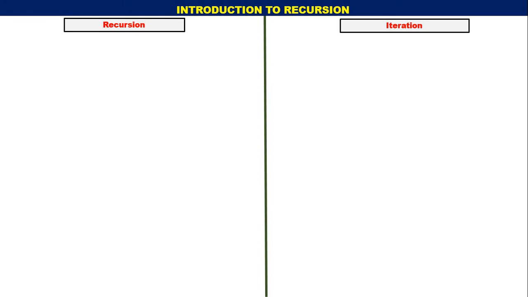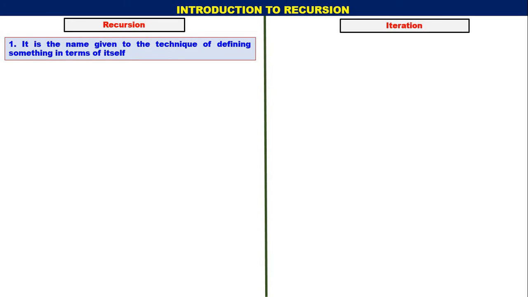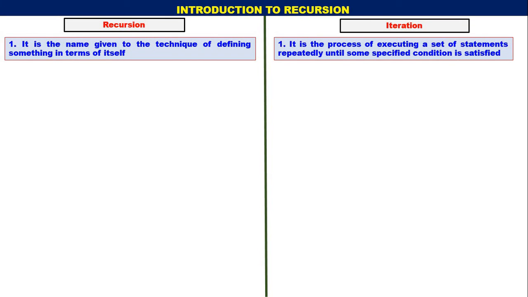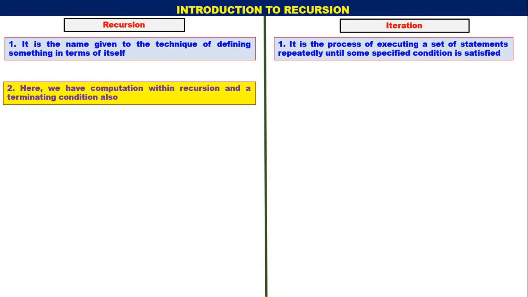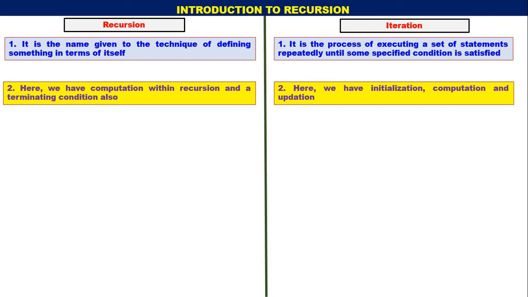Now let us make a comparison between recursion and iteration. First point. Recursion is the name given to the technique of defining something in terms of itself. Iteration is the process of executing a set of statements repeatedly until some specified condition is satisfied. Second point. In recursion we have computation and a terminating condition. Whereas in iteration we have initialization, computation and updation.